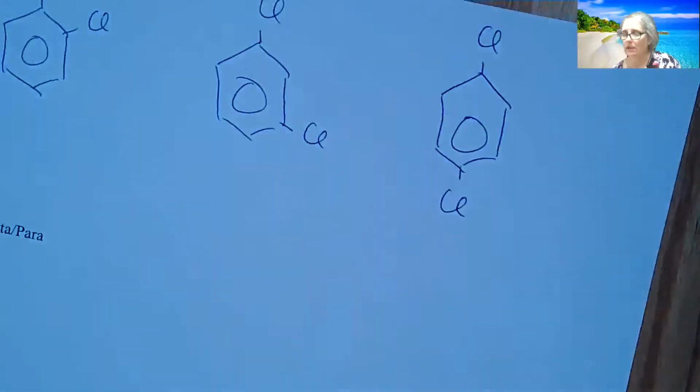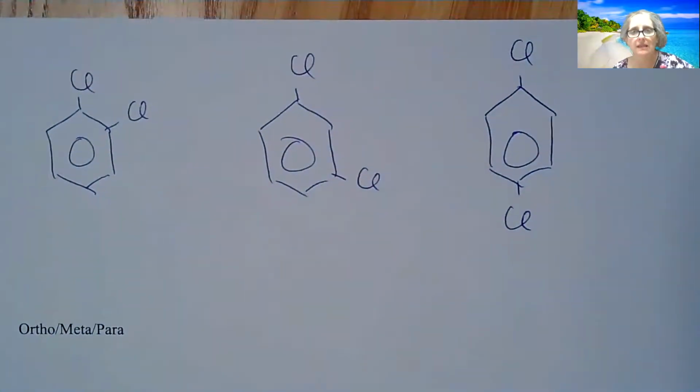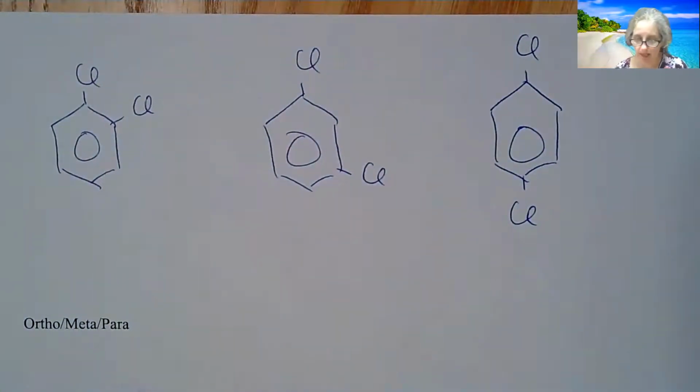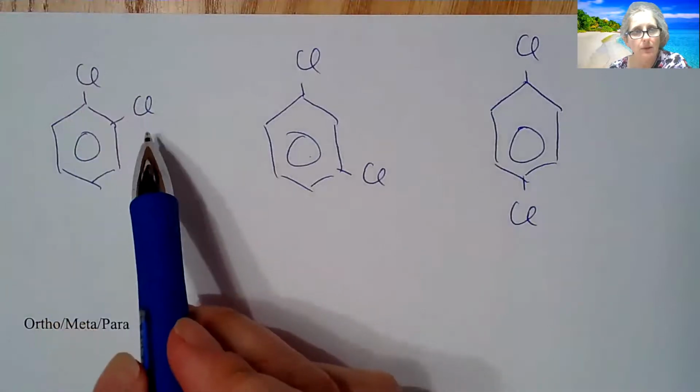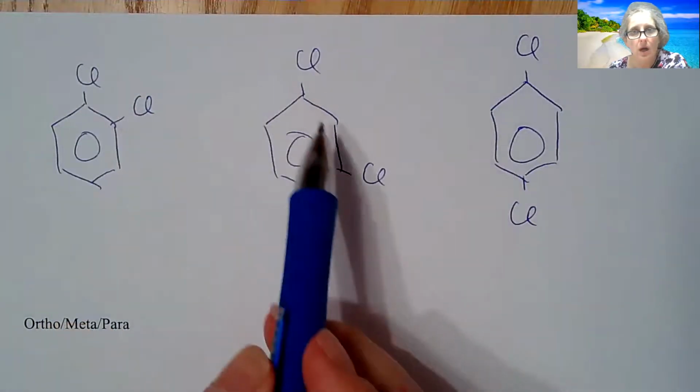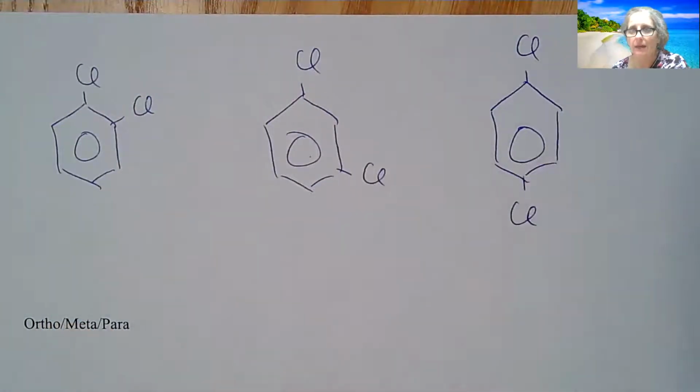Okay, now the last thing we're going to talk about with this benzene is something called ortho, meta, para. Okay, so I'd like you to draw 3 different benzenes, and then put the chlorines right next to each other, 1 carbon between it, and then 2 carbons between. I'm going to pause the video and then pick up there.